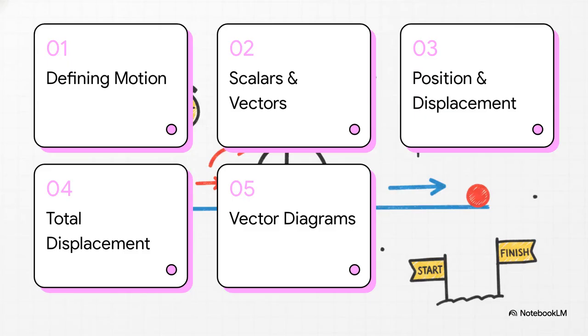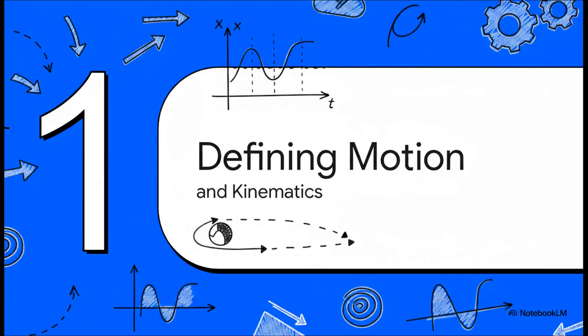To figure that out, here's our roadmap. We'll start by defining motion and kinematics, move into categorizing scalars and vectors, understand position and displacement, calculate some total displacements, and finally, draw out vector scale diagrams. Let's jump right in. All right, Section 1, defining motion and kinematics.